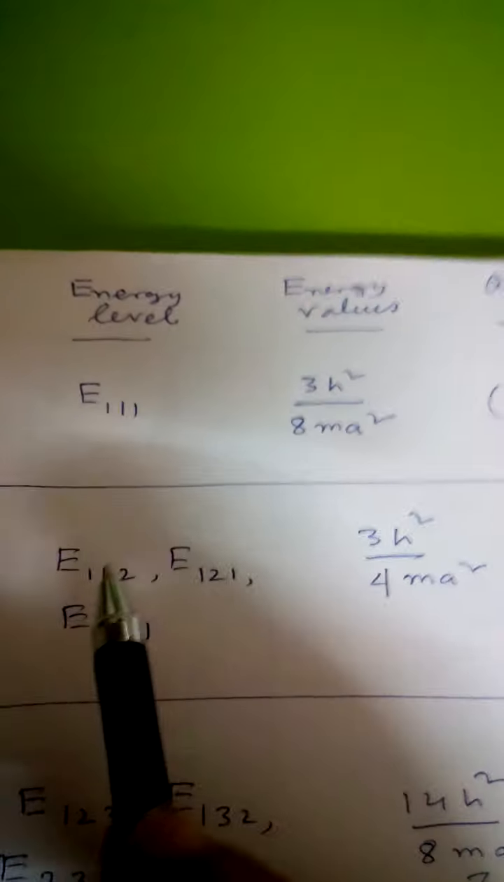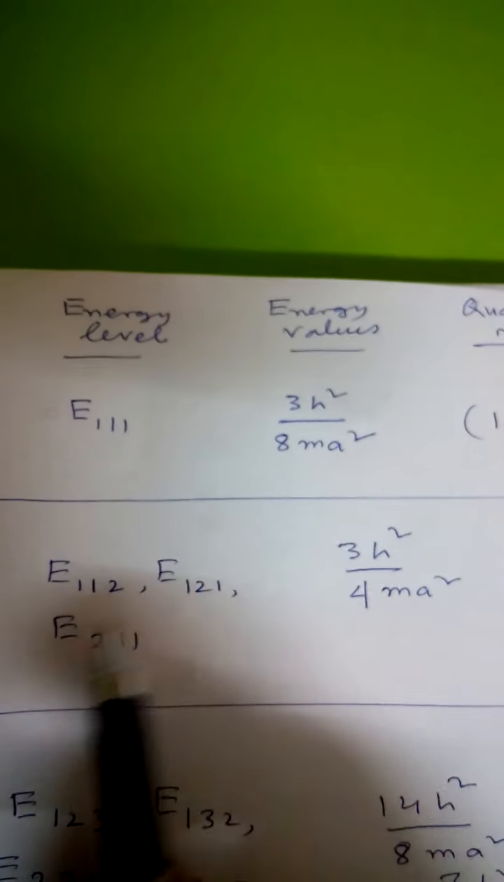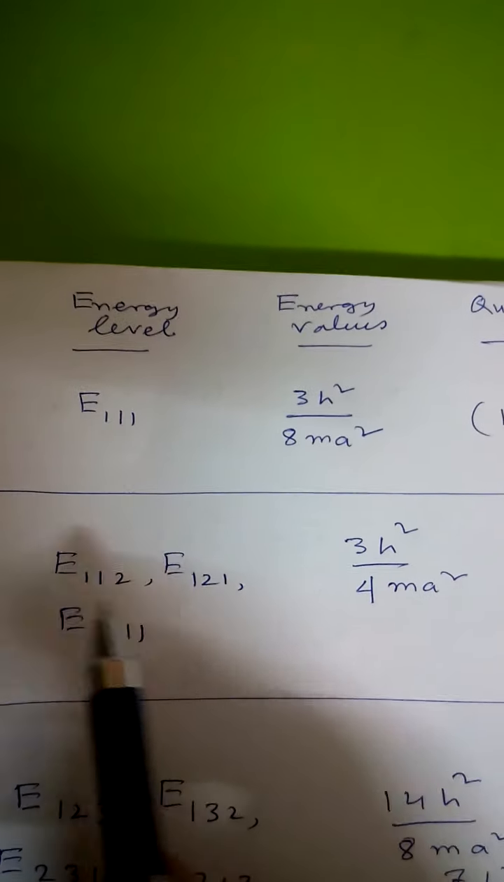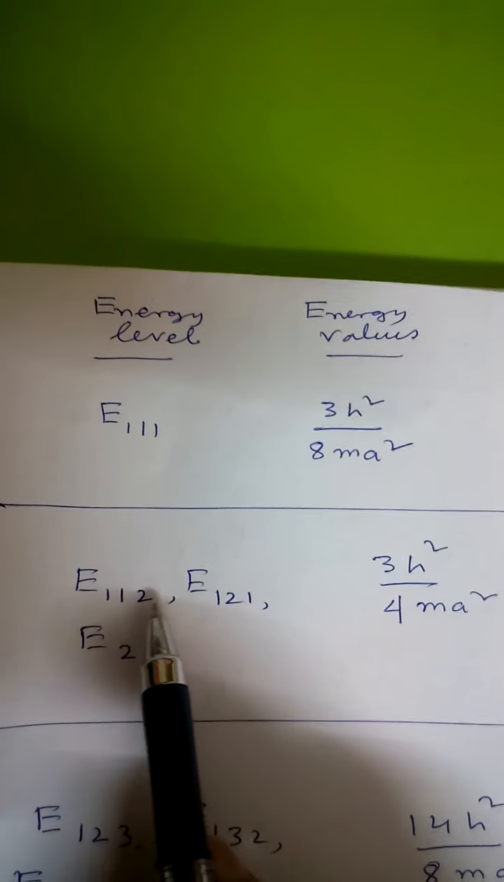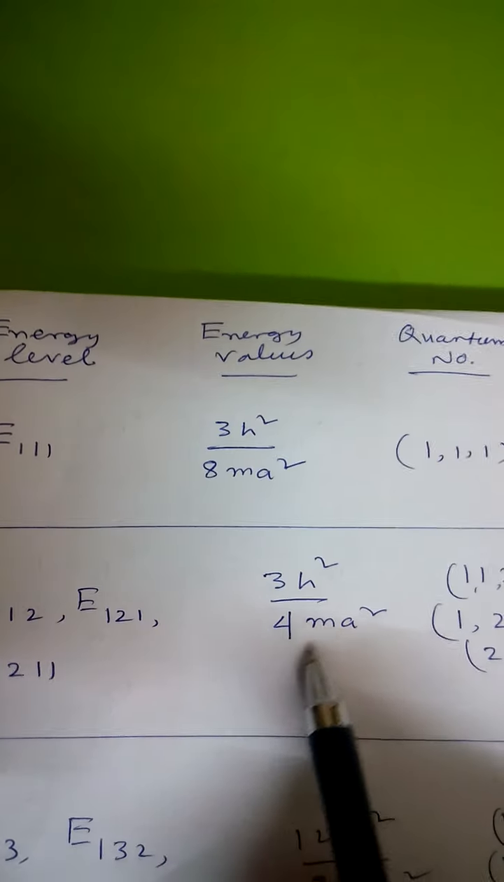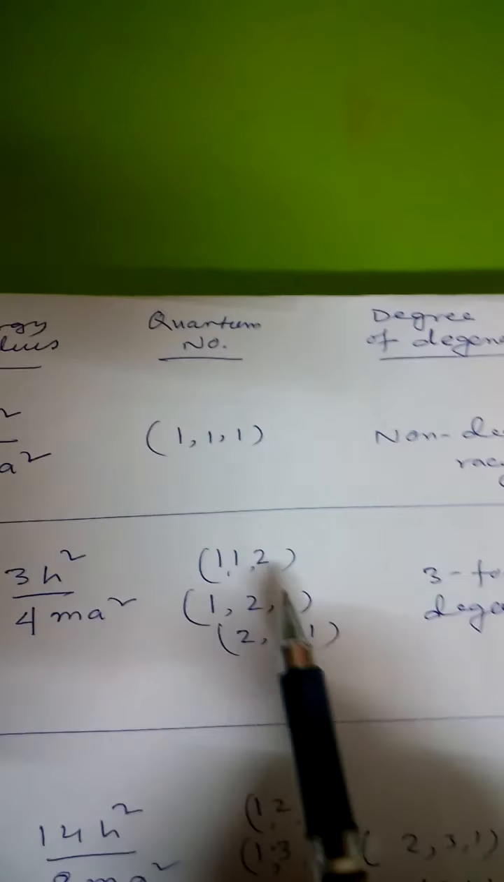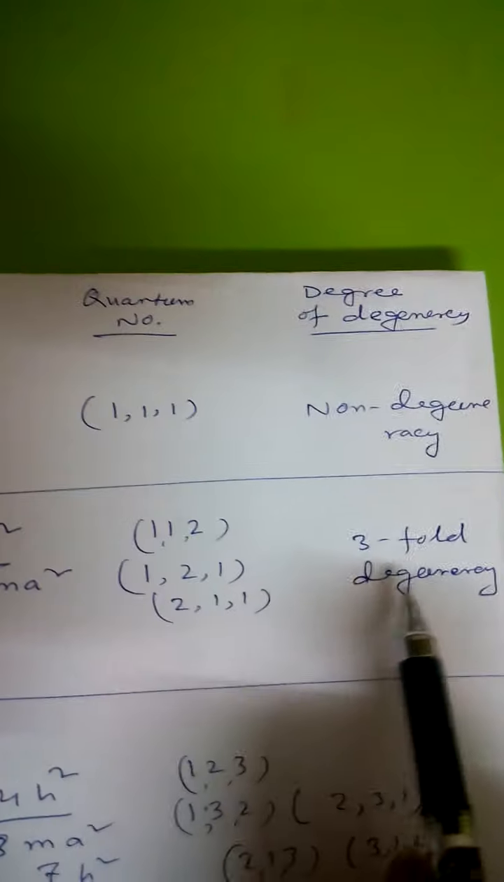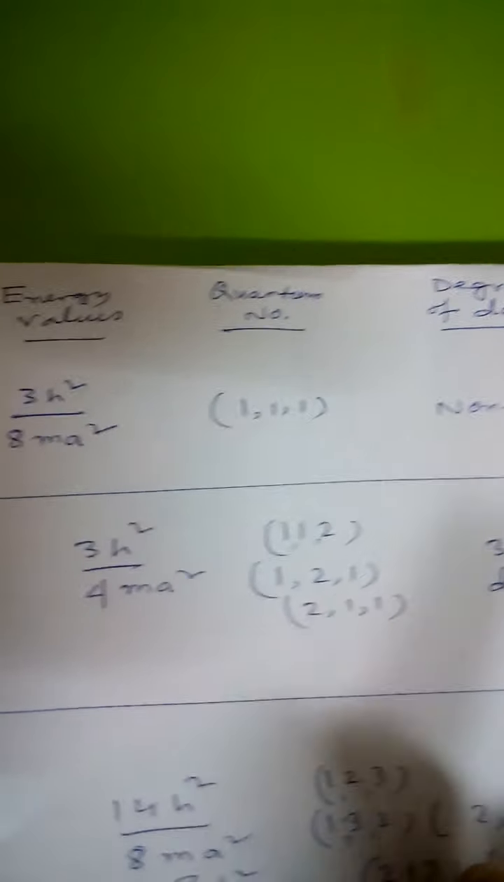Similarly, we have already discussed earlier these three energy levels, E112, E121, E211, but the energy eigenvalues are the same while the wave functions are different. Threefold degeneracy. This is called threefold degeneracy.